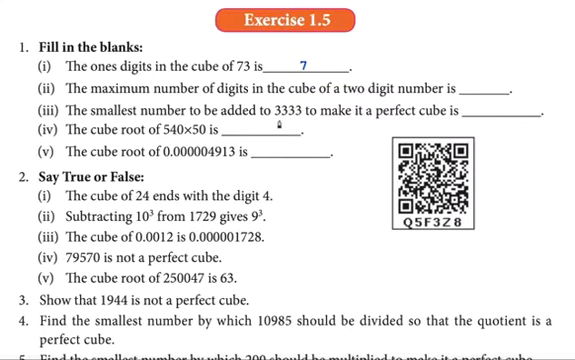Okay, let me take it in between. 15. 15 15 is 225. 225 into 15. Let me write it here. 225 into 15 equals 2250 plus 2250 by 2, how much? 1125.